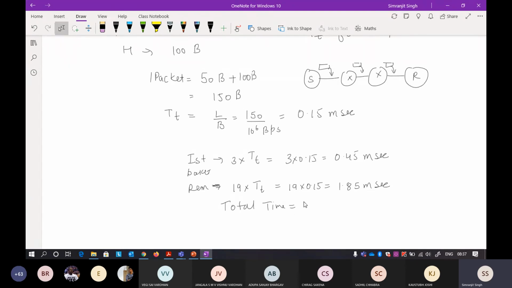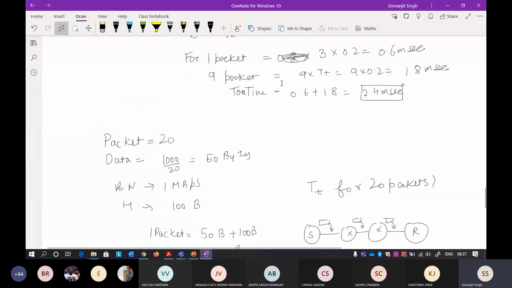Now if you want to find the total time, it will be 0.15 plus 1.85. Just wait a second. I think it will be 2.3.